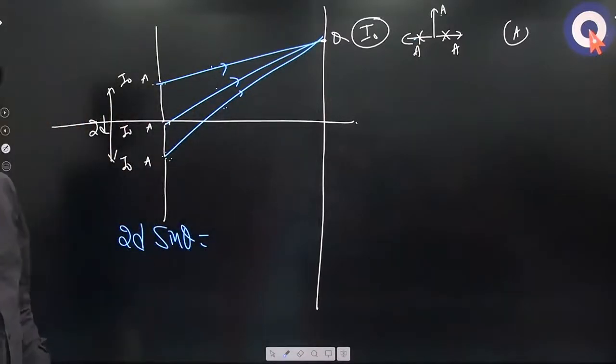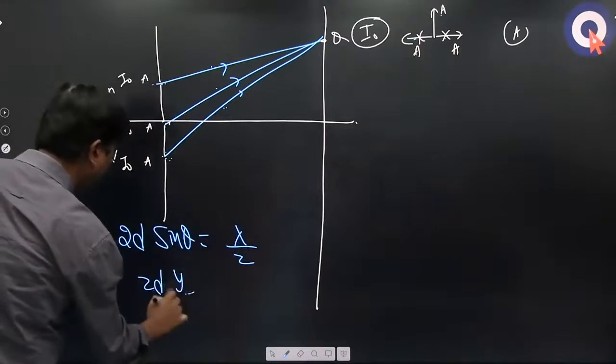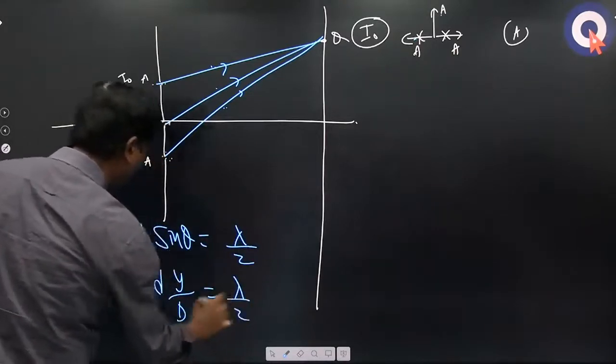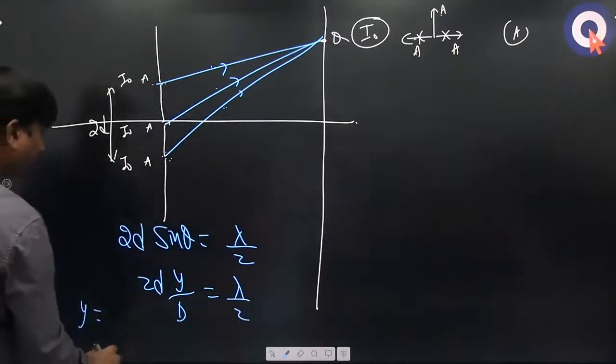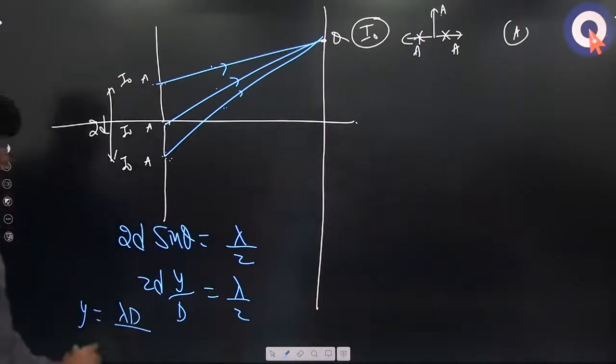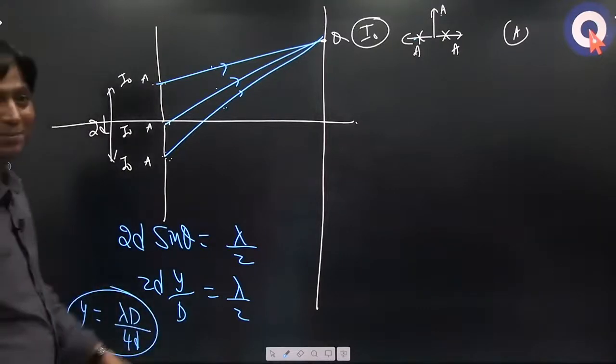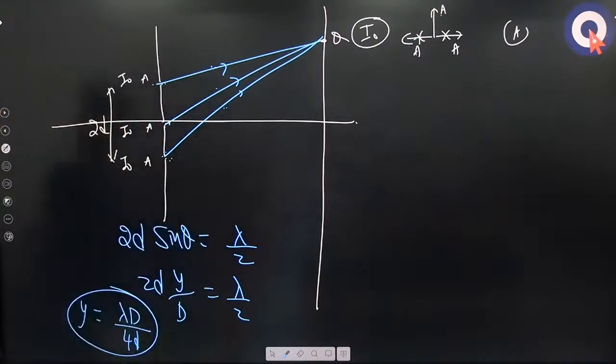I should get, means lambda by 2. So 2d sin theta is y by capital D, lambda by 2. So what is the value of y? Lambda capital D by 4 small d. The value of the first secondary maxima is this value, lambda capital D by 4 small d. Okay, hope you are able to follow that.